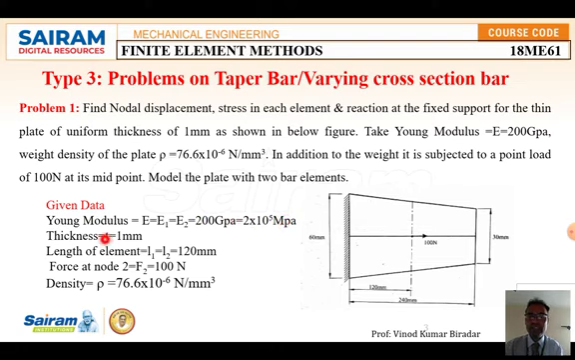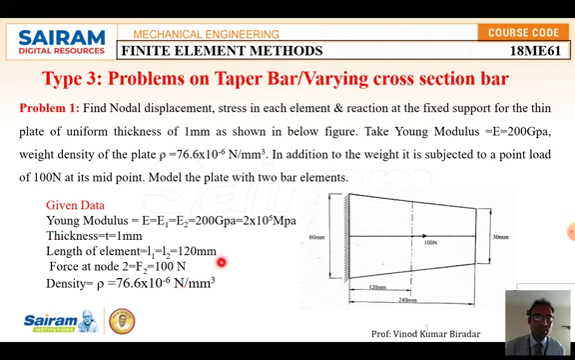Thickness they have given, t is equal to 1 mm. And length of element is L1 and L2. If you divide 240 by 2 you get half of that, that is 120, so L1 and L2 is equal to 120 mm. And force at node 2, we have 100 Newton, no need to convert here. And density rho is equal to 76.6 into 10 to the power of minus 6 Newton per mm cube. Okay, these are the given data.